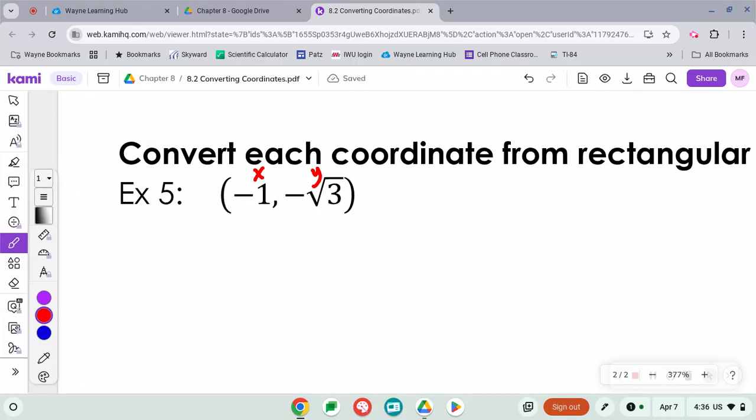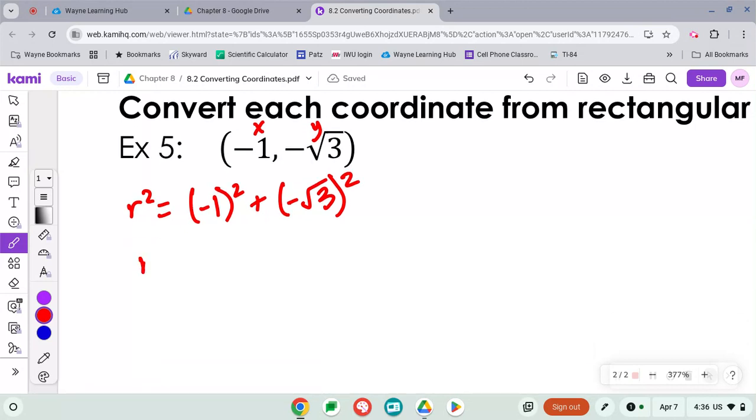So I'm going to start off by finding my r. So r squared equals negative 1 squared plus negative root 3 squared. At this point I know r squared will equal 1 plus 3. If you're not sure about this, negative 1 squared: negative times negative is positive. Same thing here, negative times negative is positive. Root 3 times root 3 is 3. 1 plus 3 is 4, so r squared equals 4.